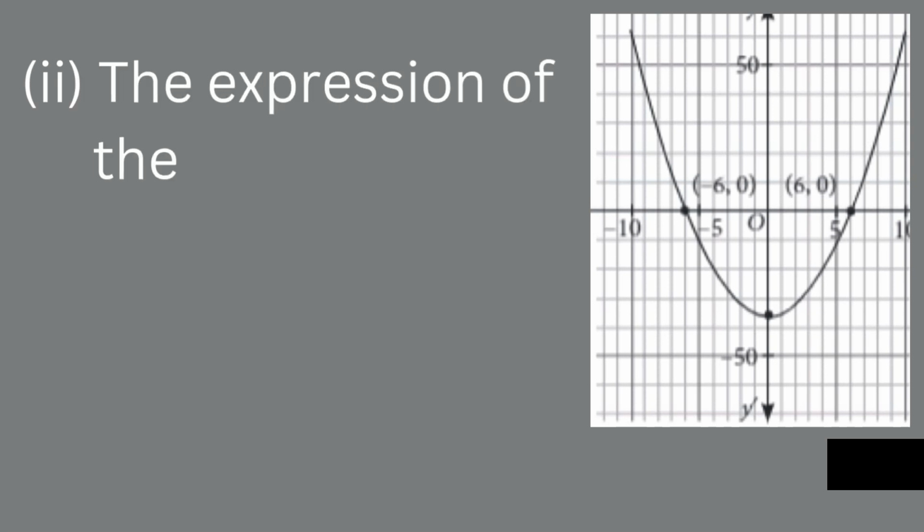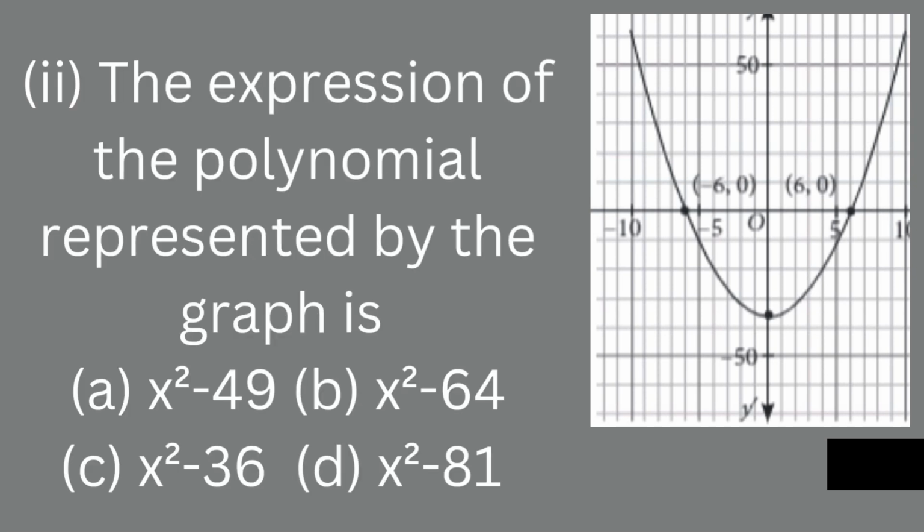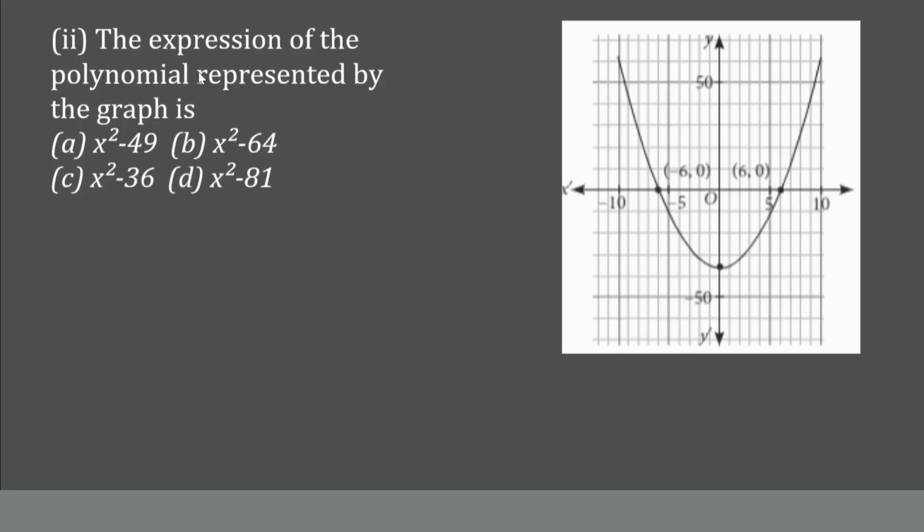In the second question, it says the expression of the polynomial represented by the graph is, and we are given these four options. Now, in order to find the expression for the polynomial, first we need to find out the zeros of the polynomial. And what are the zeros? It is the x coordinate of the point where the graph intersects the x-axis, right? So the x coordinate for this point is -6 and for this is 6. So let's take the first zero, -6, as alpha, and the other as beta, which is 6 in this case.